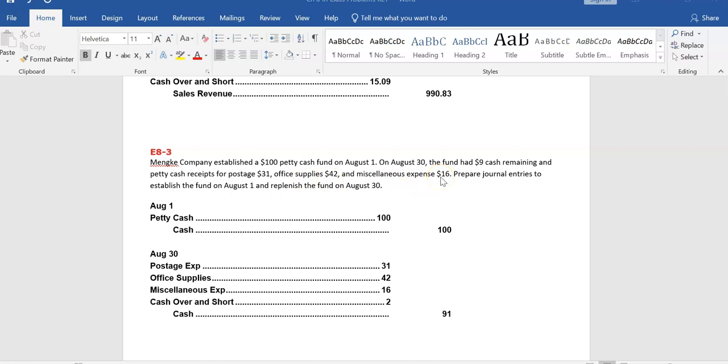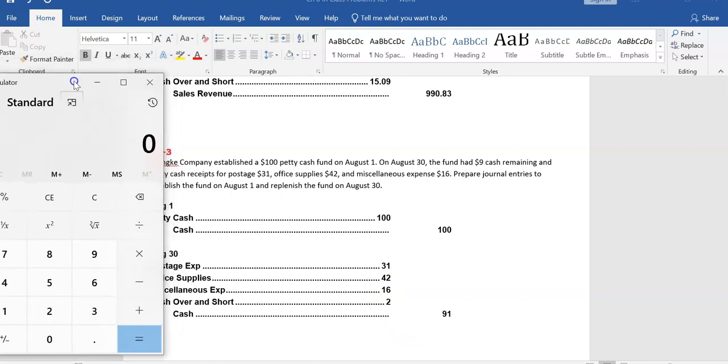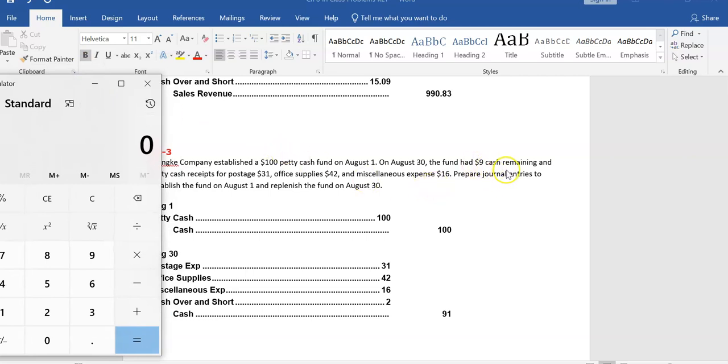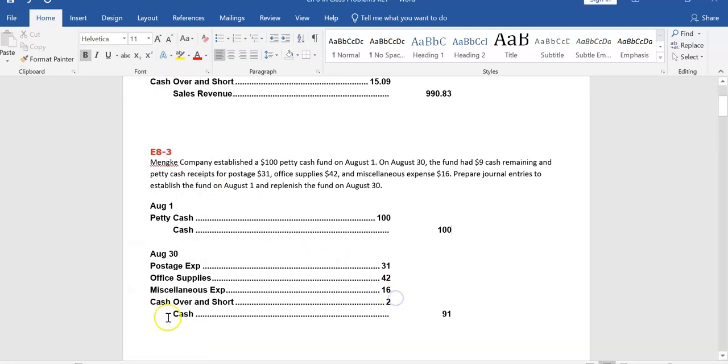Two things need to happen here. First, we need to figure out how much cash we need to put into the fund to replenish it. So the first thing we need to do is figure out how much cash is missing. It looks like there was $9 cash remaining in that fund. So we need to get it back up to 100. So we need 100. 9 is currently in there. We need to replenish $91 to get it back up to the $100 balance. So we will take $91 out of the bank to replenish the fund. The second thing we need to do is record all these expenses.